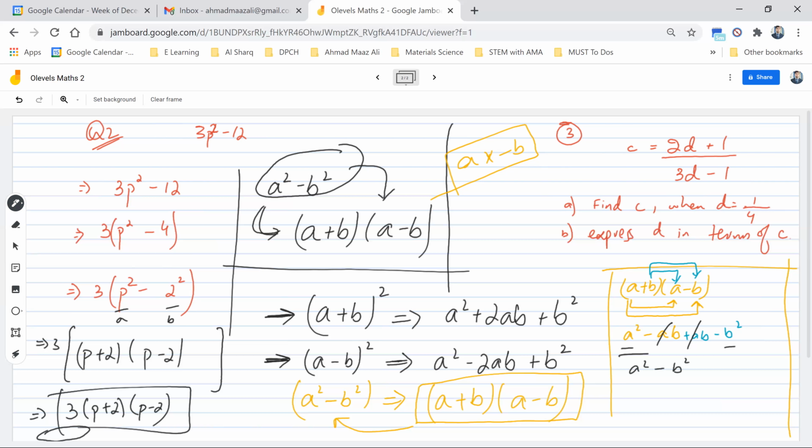So that is why whenever we have a squared minus b squared, we can write it as a plus b times a minus b. This was p squared minus 2 squared, just like the a squared minus b squared format, so that is why we wrote p plus 2 times p minus 2. Did you get this now? Good. Is everybody done with question number 2?